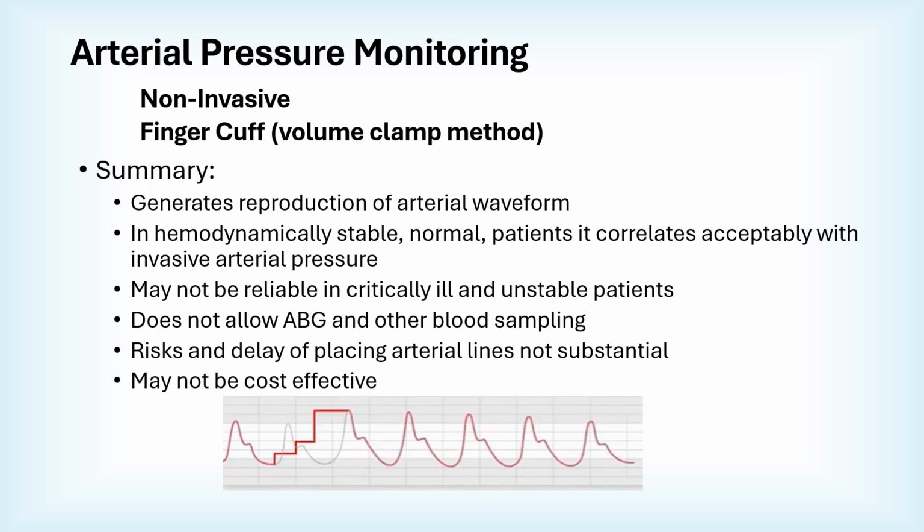Continuous recording of the cuff pressure results in a real-time finger pressure waveform. In summary, this method generates a reproduction of an arterial waveform without direct monitoring, which in hemodynamically stable patients correlates acceptably with invasive arterial pressure. However, this method may not be reliable in critically ill patients and does not allow blood sampling. The risk or delay of placing an arterial line is typically not substantial, but this is an emerging alternative method.